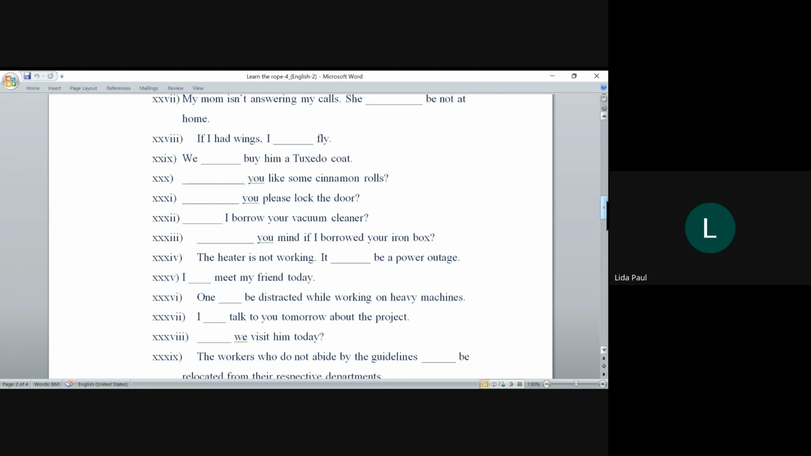Very good. So if you are looking at a deduction statement based on the given scenario, the way you express it would be it must. The modal verb should be must. The heater is not working. This is the premise you have, and from this premise you're making the deduction that it must be a power outage.